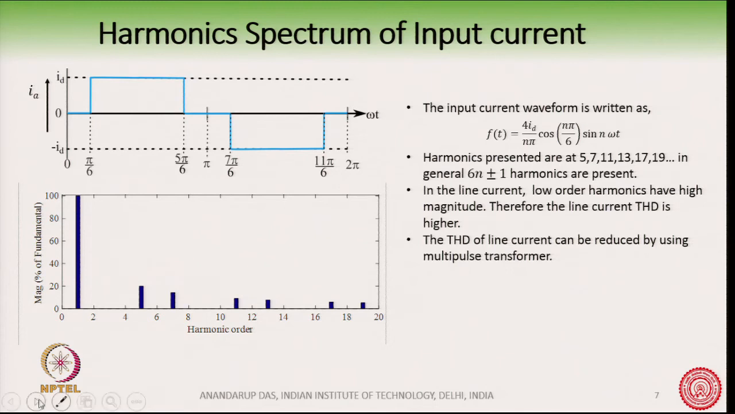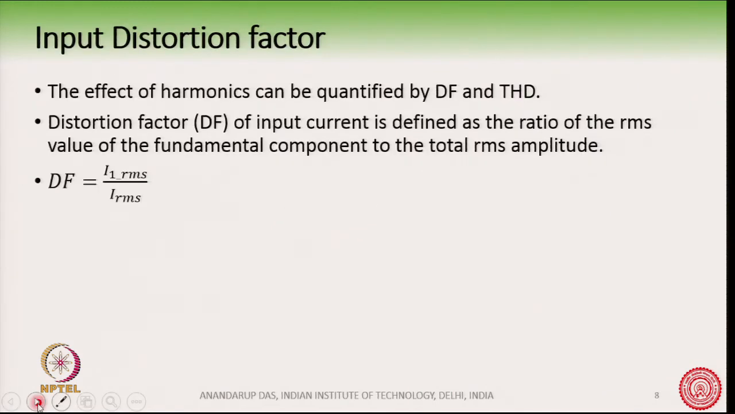Before I go into that, let me also quantify certain things and put some definitions, like distortion factor. Distortion factor is a measure of harmonics. The distortion factor of input current is defined as the ratio of the RMS value of the fundamental component to the total RMS amplitude. So, distortion factor is the fundamental RMS divided by the total RMS, in the presence of harmonics. This is one definition, distortion factor.